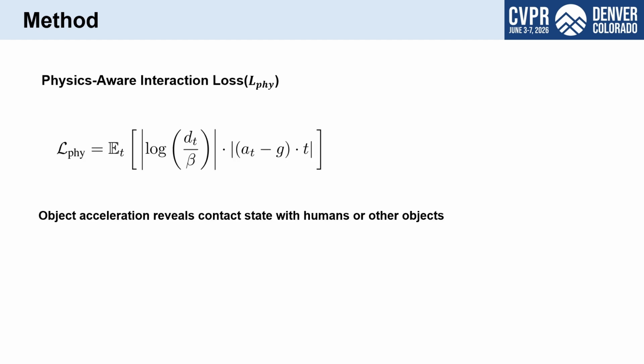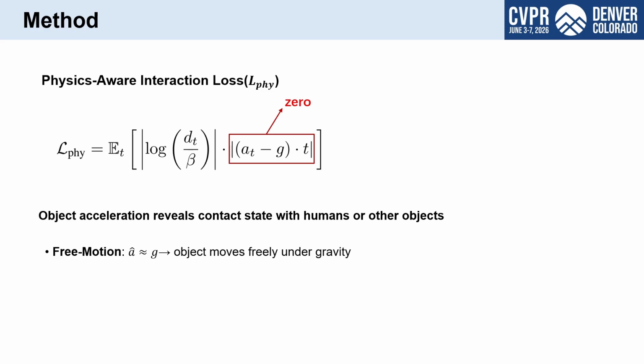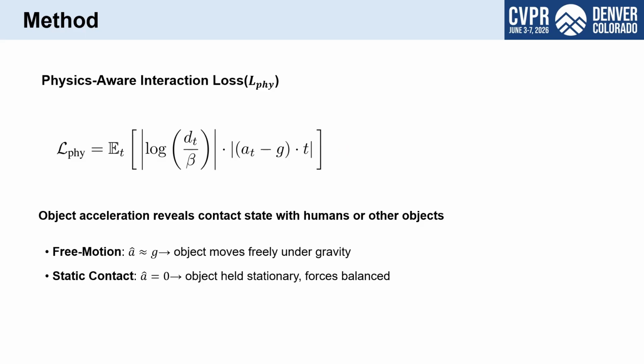Now let's take a look at our physics-aware motion modeling. The key idea is that an object's acceleration indicates whether it is in contact with the human or other objects. We divide motion into three states. Free motion state: the object's acceleration is roughly equal to gravity, like during free fall. In this case, there's no contact, so the loss is near zero. Static contact state: the object is held stationary and forces balance, so acceleration is zero. Contact motion state: the object is being actively manipulated, with acceleration deviating from gravity.